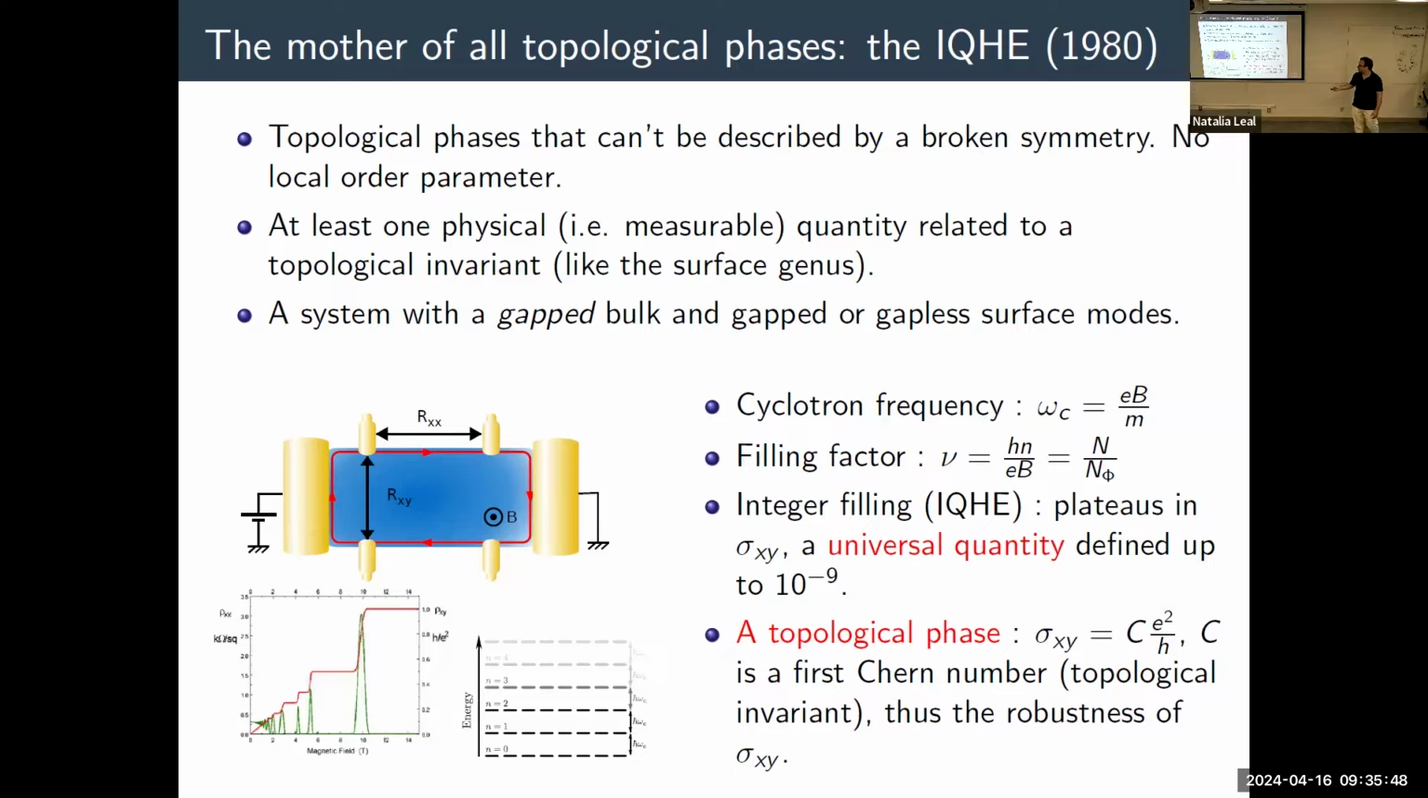When you have an integer filling of the Landau levels, you have a quantization of the Hall conductance, which is a universal quantity with a metrological precision up to 10 to the minus 9, and that is related to the first Chern number of the band. That also explains why this quantity is so robust.